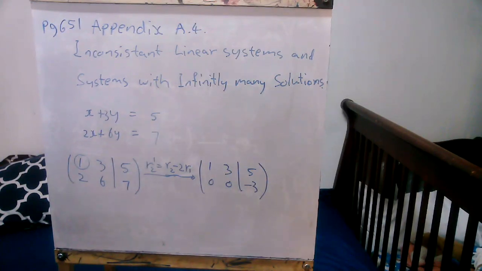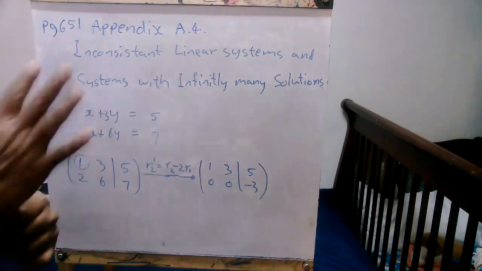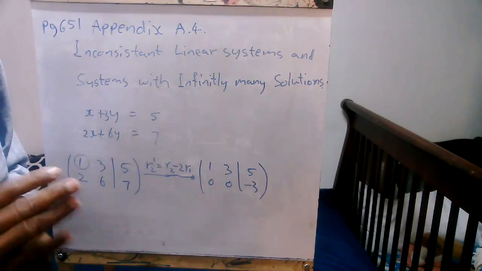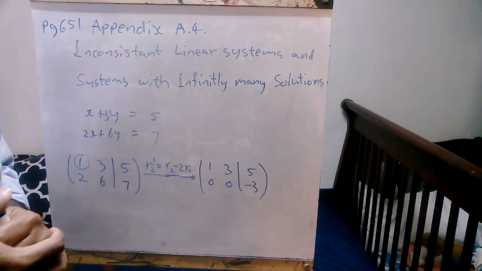Hi class, I'm going to discuss Appendix A4 today. It's on page 651, which discusses inconsistent linear systems and systems with infinitely many solutions. Right? Before we get into this topic, let me remind you what we did last time.